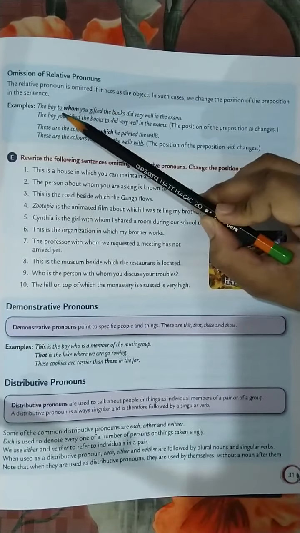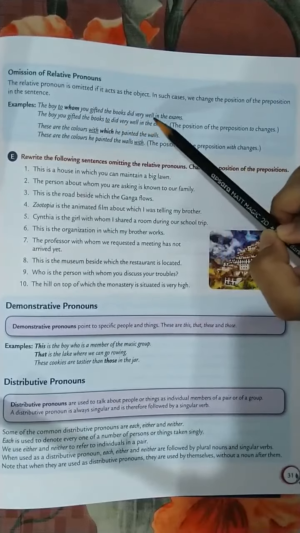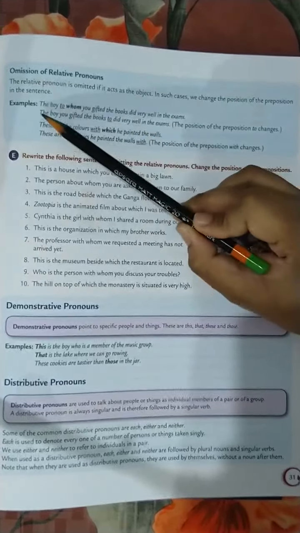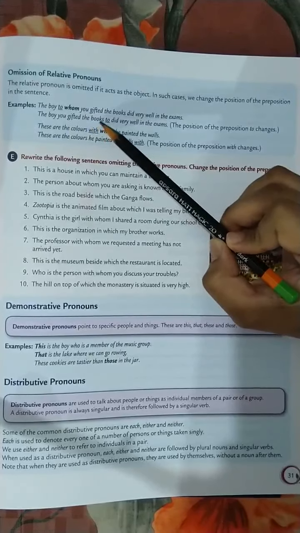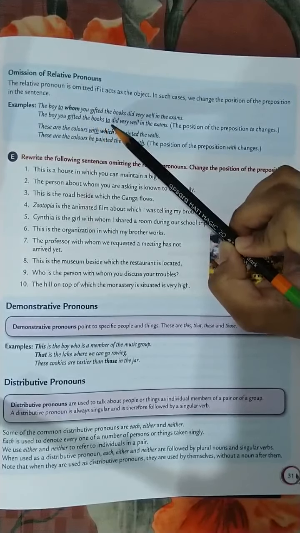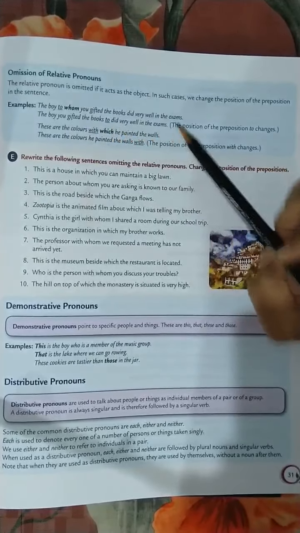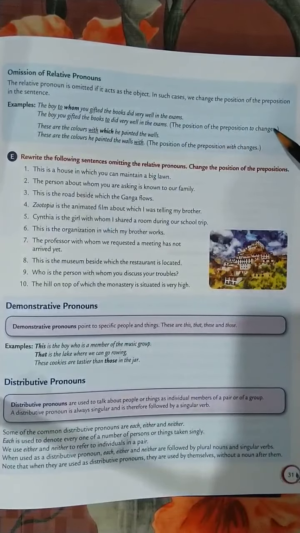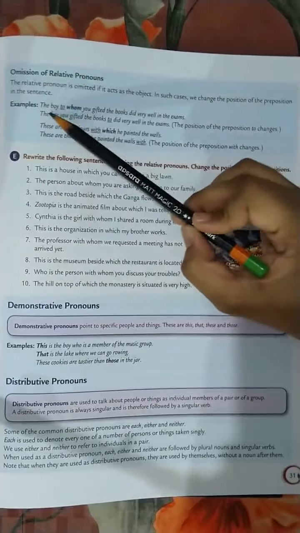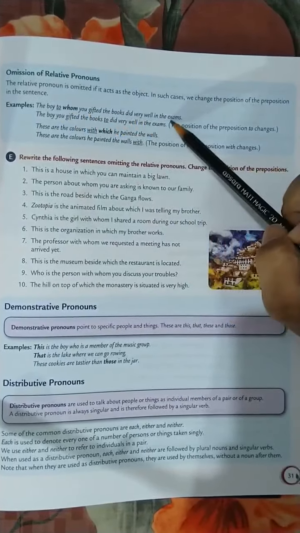The boy to whom you gifted the books did very well in the exams. Now here is: the boy you gifted the books. See, the position of to, did very well in the exam. The position of the preposition to changes. The boy to whom you gifted the book did very well in the exam.